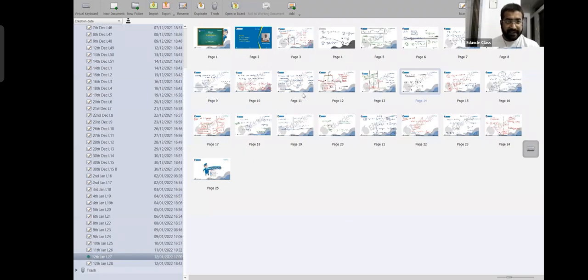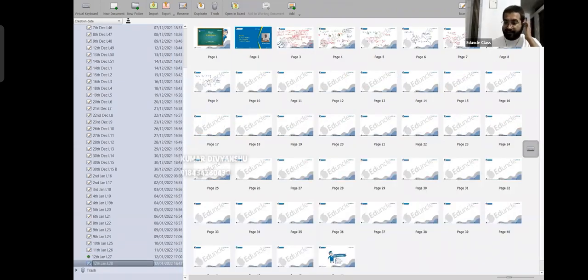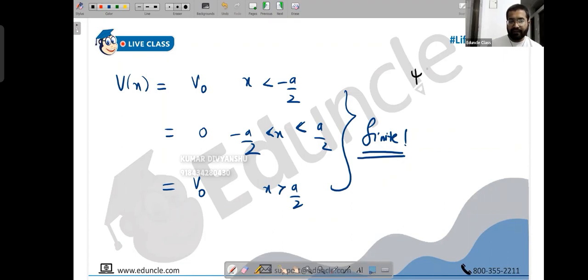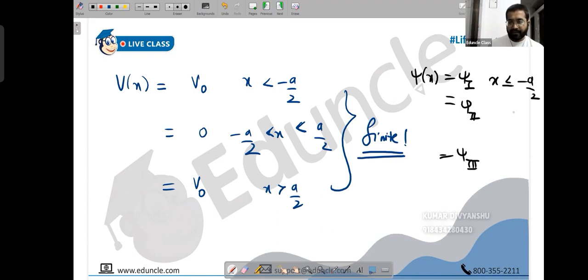Where is lecture 28 and this one? But here, as far as the potential is finite, the wave function is now equal. Now we can have equality. So psi of x will have psi 1 value, psi 2 value, and psi 3 value, and it will be continuous too. So now we can have equality at minus a by 2 and at a by 2.